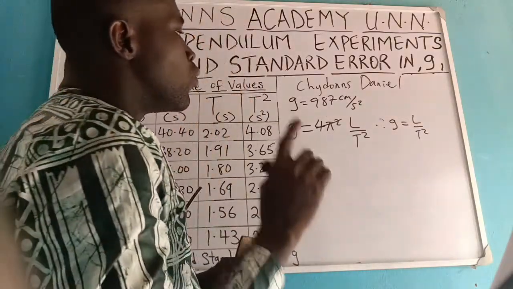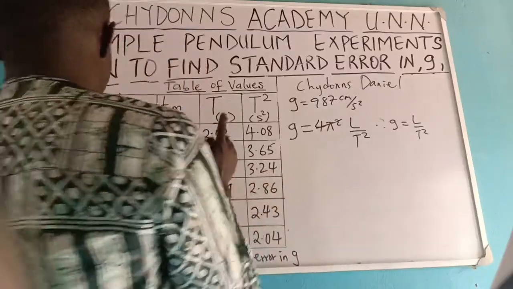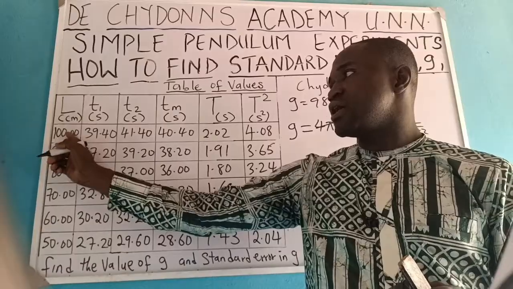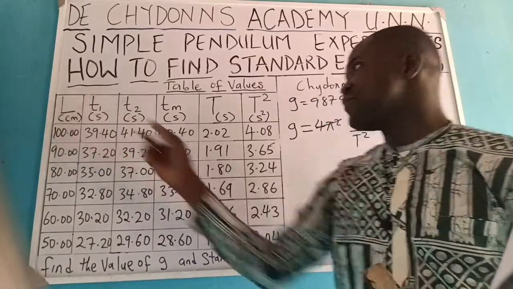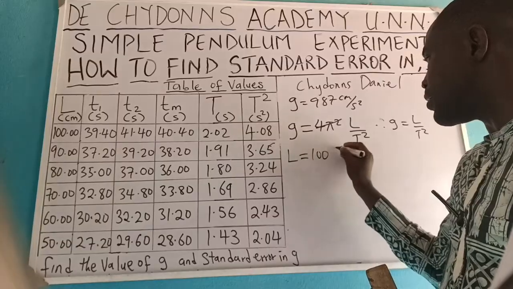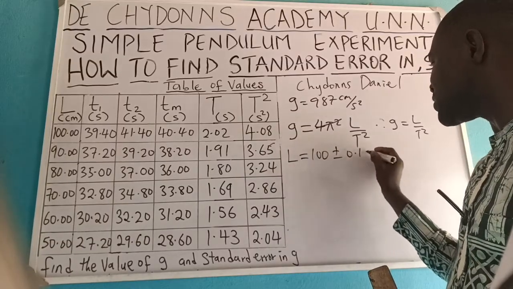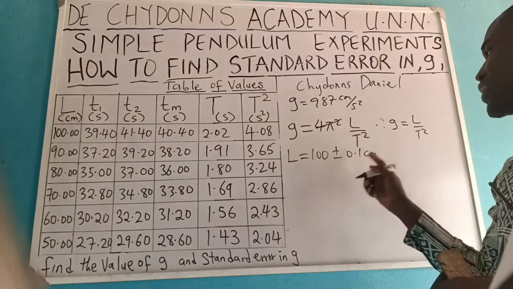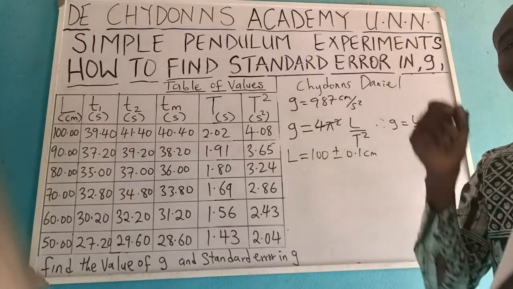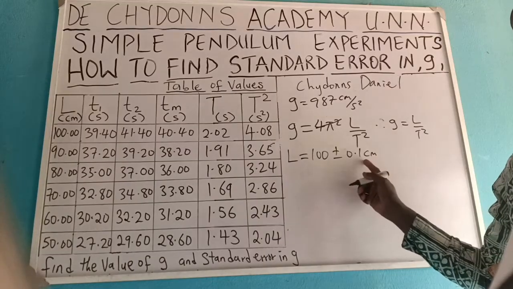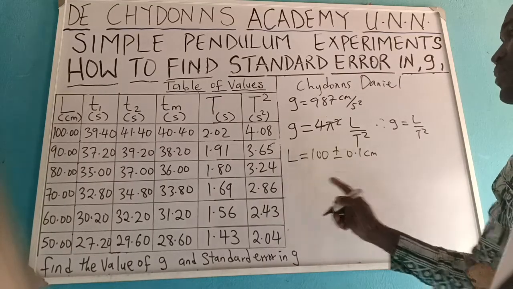Now, remember that the highest value you have here is 100. The maximum value of length you have is 100. You say length is equal to 100 plus or minus 0.1 centimeter. This plus or minus 0.1 centimeter is called the standard error. Standard error of finding what? Length. Are you getting it?